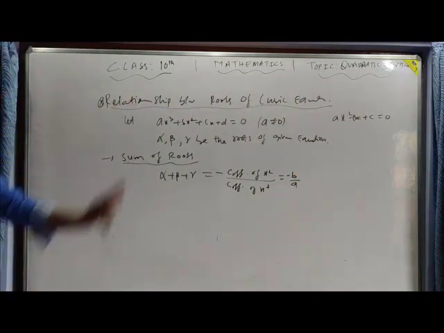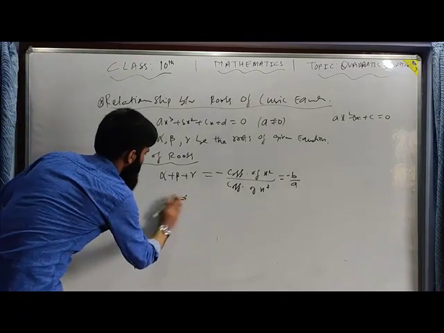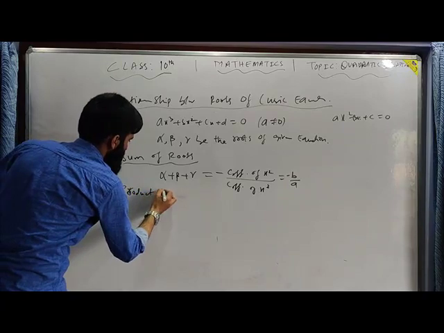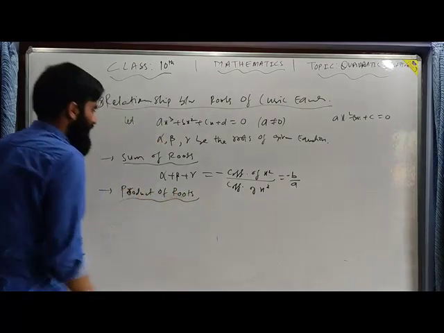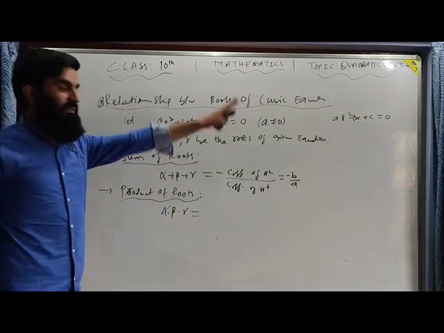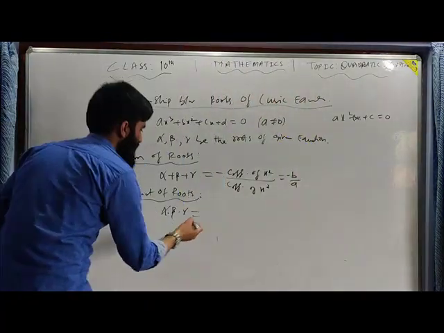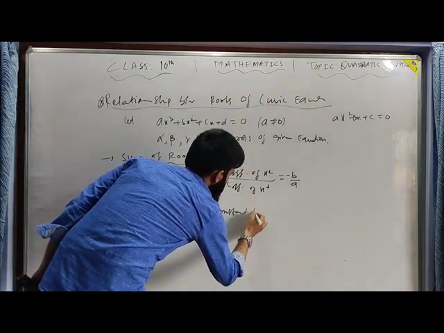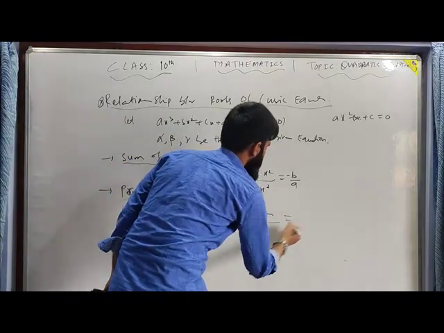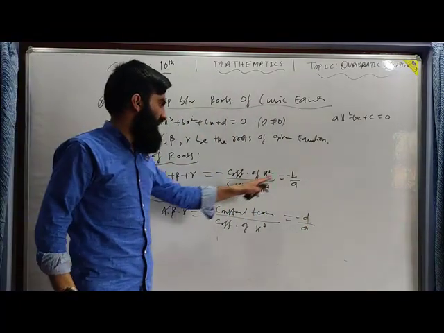Now the product of roots, that is alpha times beta times gamma. The product of roots in a quadratic equation was the constant term divided by the coefficient of x square. Here we have minus constant term upon coefficient of x cube. The constant term is obviously d, so minus d upon a is the product of roots here, and the sum of roots is minus b upon a.